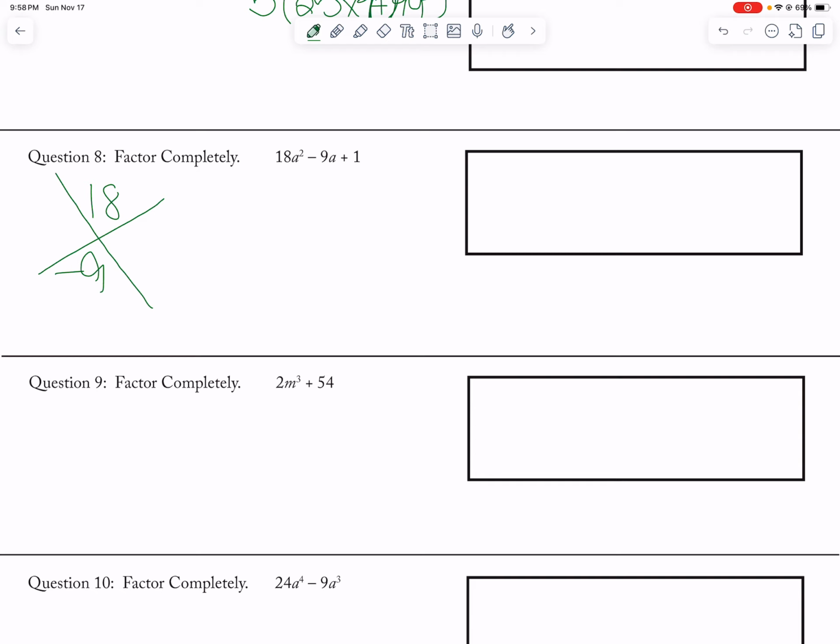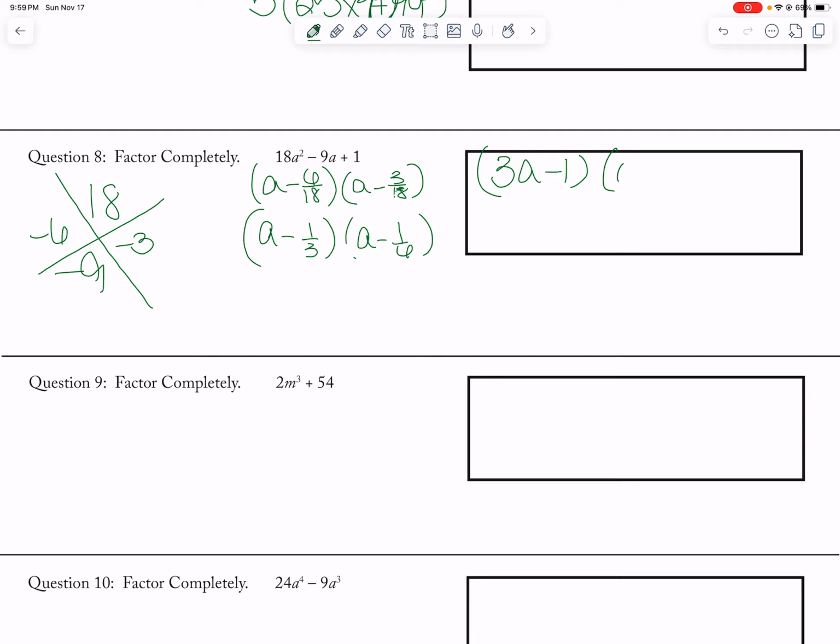And then 18 and -9, so -6 and -3. So a minus 6 over 18 and a minus 3 over 18. So then a minus 1/3, a minus 1/6. So then 3a minus 1 and 6a minus 1.